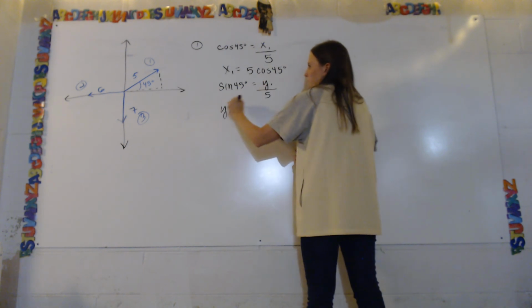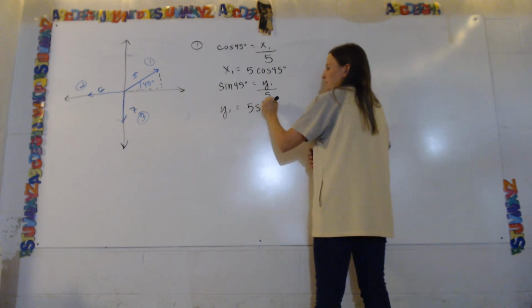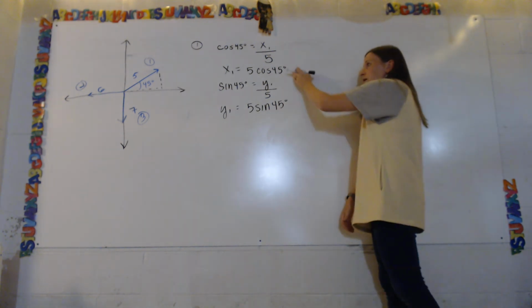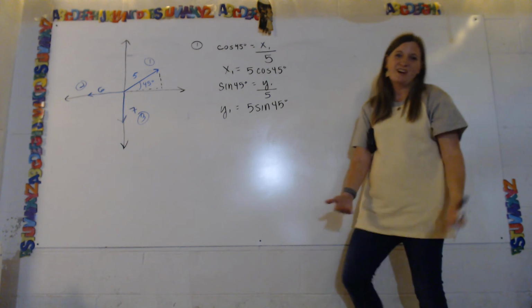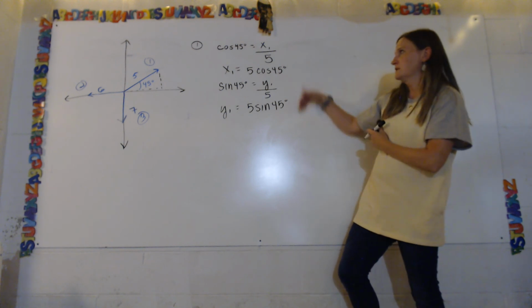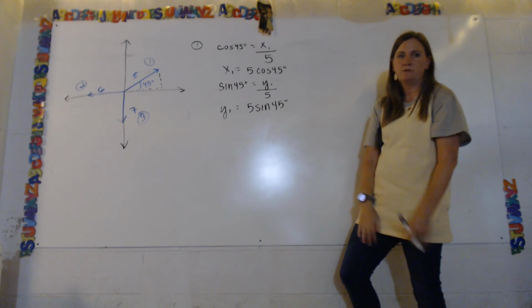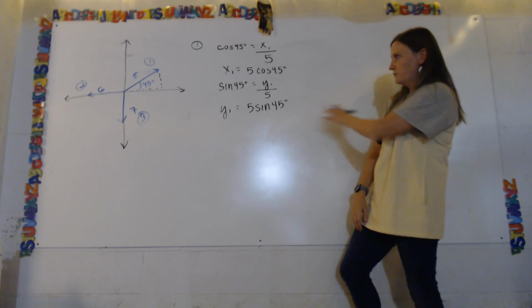So y1 is equal to 5 times the sine of 45 degrees. Now, I hope you know, maybe not, cosine and sine of 45 degrees are actually the same. So you might have looked at this and said, oh, they're actually going to be exactly the same x and y, and that's fine if you want to skip that step. All right, so there we go.